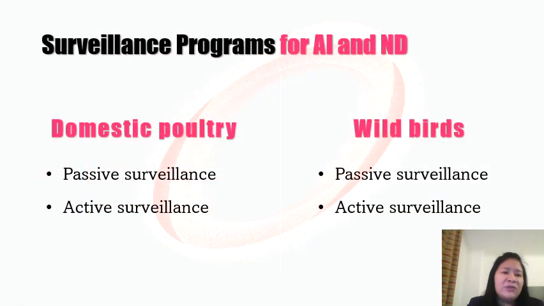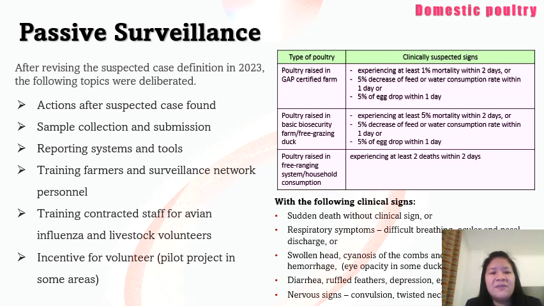Now let's go a little deeper on the surveillance program for AI and ND. We have surveillance programs both for domestic poultry and also for wild birds. Each surveillance program includes both passive surveillance and active surveillance. In terms of passive surveillance, it is very important that we have a suspected case definition, which has already been revised in 2023.